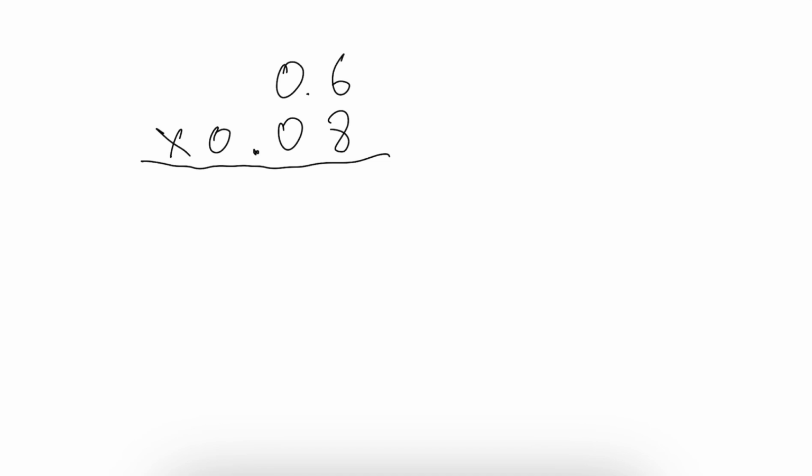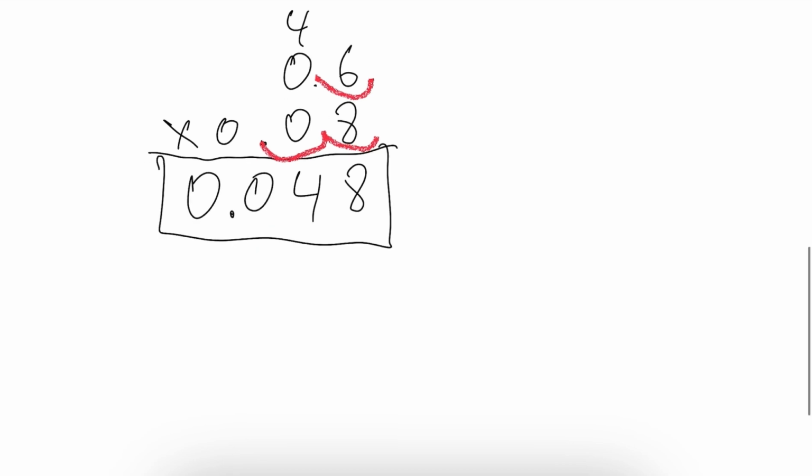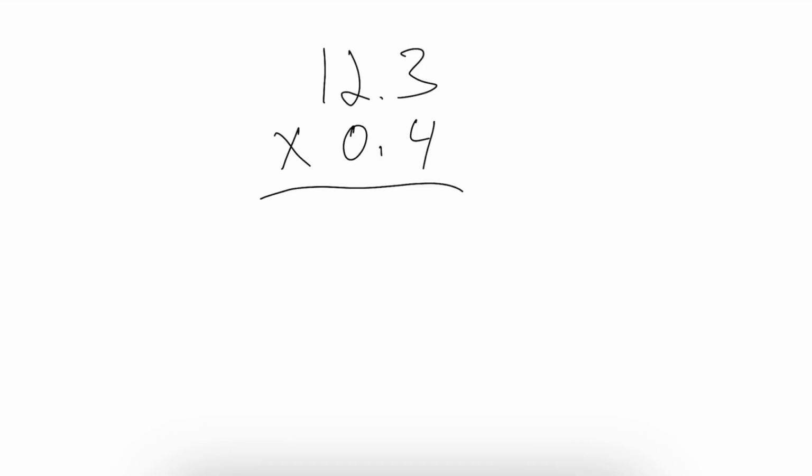Next we have 0.6 times 0.08. So 6 times 8 is 48. Carry the 4. 8 times 0 is 0, plus 4 is 4, so 48. Now we're going to count our decimal points. We got 1, 2, 3. Add a 0 here. 0.048 is our final answer.